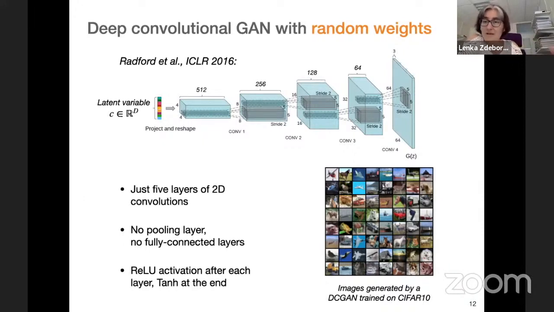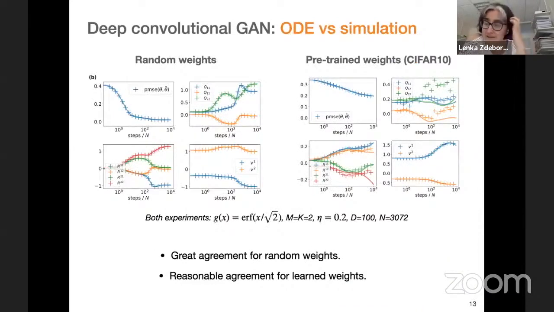So we feed random noise into this neural network, generate x, and then we take teacher labels. We plot with crosses the performance that we see by actual training with stochastic gradient descent, and with lines, we plot the prediction of the ODEs that we derived, which only use these two covariance matrices that I was showing. Here there are two sets of experiments. If in this convolutional GAN we took random weights, this would not be generating realistic images, but the agreement between the theory and the experiment is completely perfect.